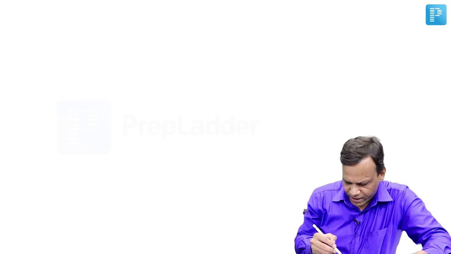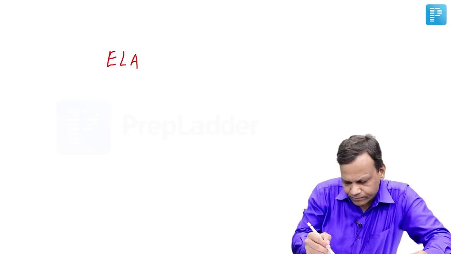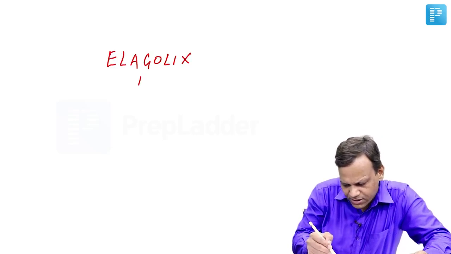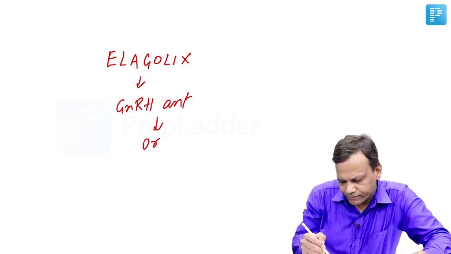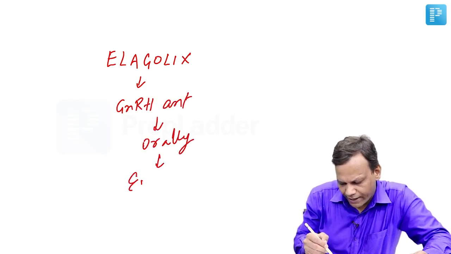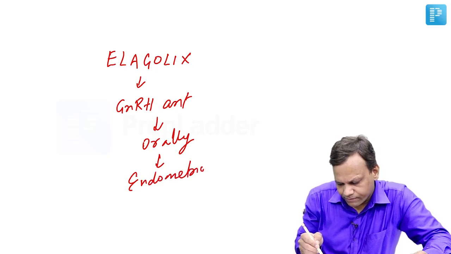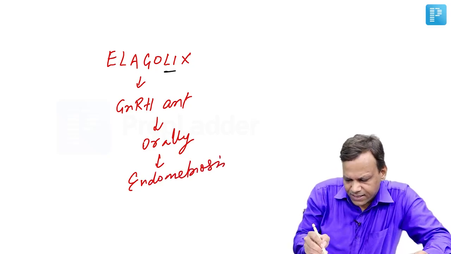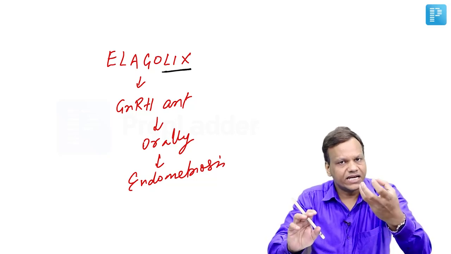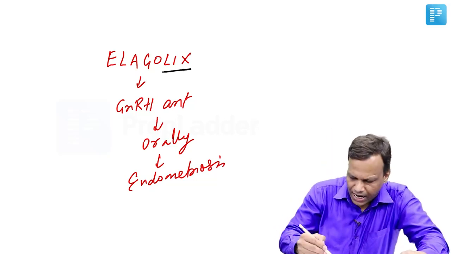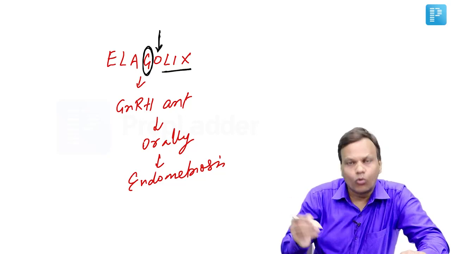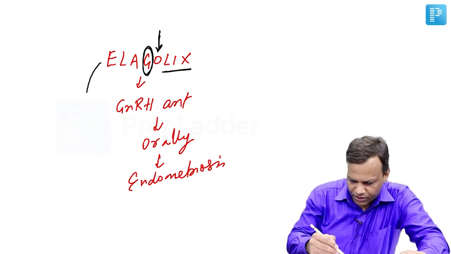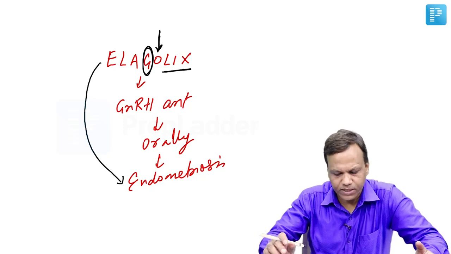Now recently we have developed a drug called elagolix. This is the only GnRH antagonist which can be given orally, and it's mainly used for endometriosis. So the name says lix, like other relix, it is ending with lix, so it is a GnRH antagonist and it is given orally. It is used for treatment of endometriosis. Okay, so that is about the gonadotropin releasing hormone.